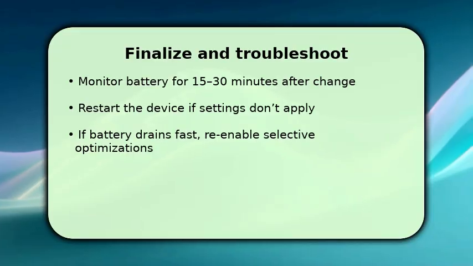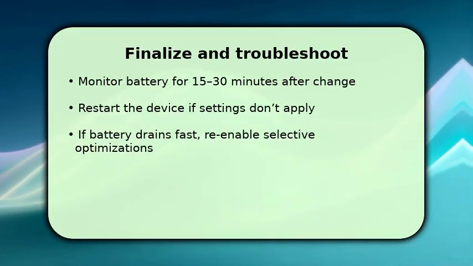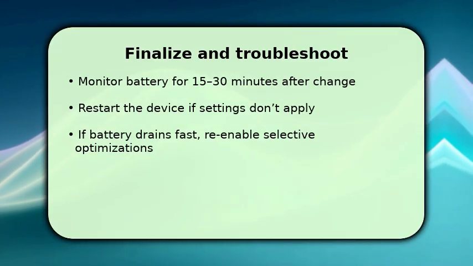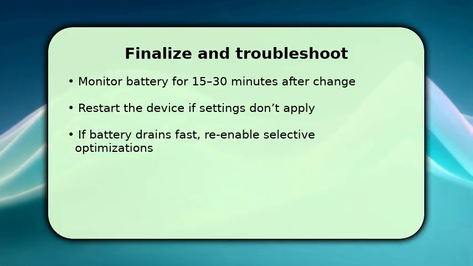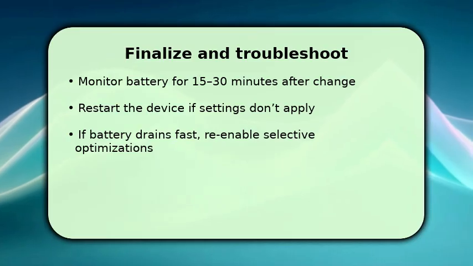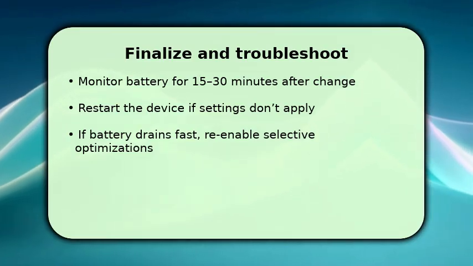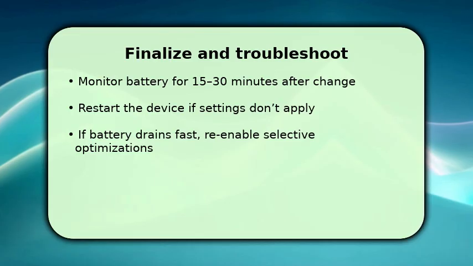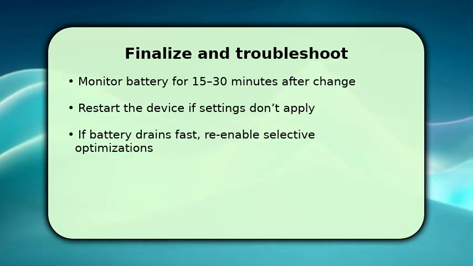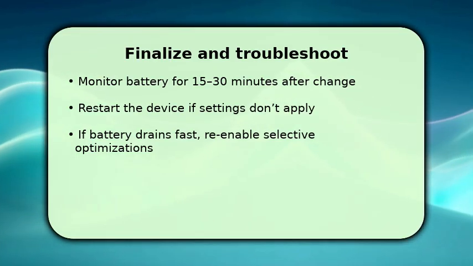If settings don't apply or the toggle resets, restart the device to clear temporary firmware states. Should battery drain unexpectedly after disabling low power mode, selectively re-enable optimizations, turn off heavy refresh for specific apps or lower brightness, rather than returning fully to low power mode. Quick troubleshooting like a reboot usually resolves stubborn toggles.